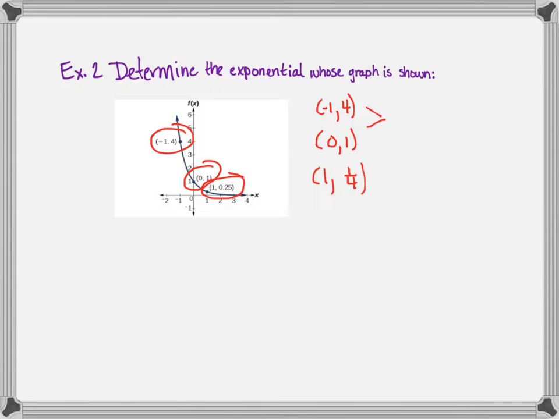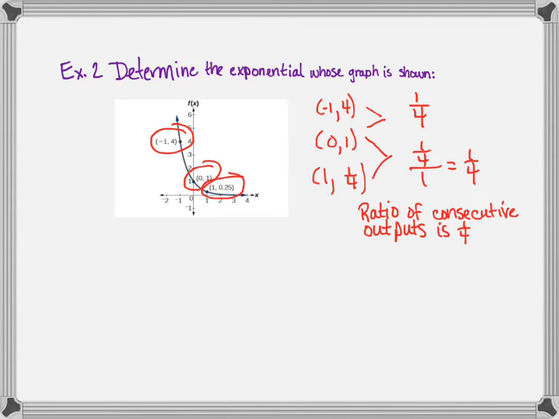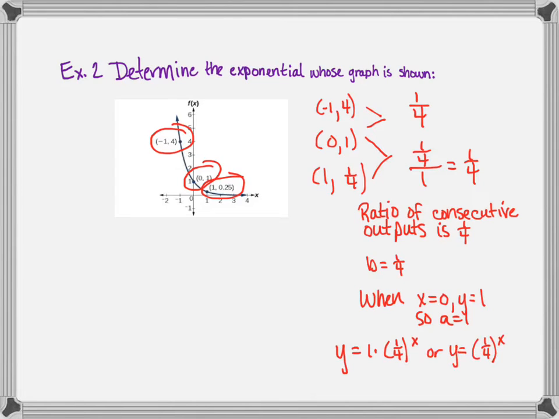So let's look at our ratio of outputs. So I have 1 over 4, 1/4 over 1, which is 1/4. So my ratio of consecutive outputs is 1/4. That's my b. When x is 0, y is 1, so a is 1. And y equals a times b to the x becomes y equals 1 times 1/4 to the x, or just y equals 1/4 to the x.